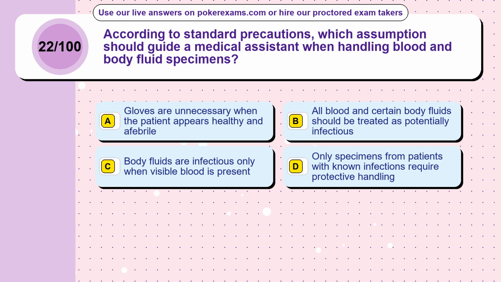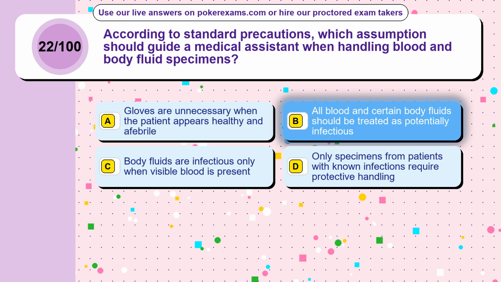Question 22. According to standard precautions, which assumption should guide a medical assistant when handling blood and body fluid specimens? Option A. Gloves are unnecessary when the patient appears healthy and afebrile. Option B. All blood and certain body fluids should be treated as potentially infectious. Option C. Body fluids are infectious only when visible blood is present. Option D. Only specimens from patients with known infections require protective handling.